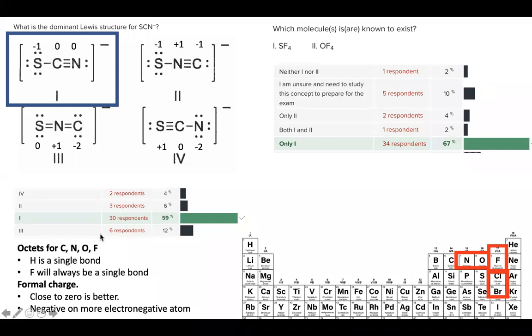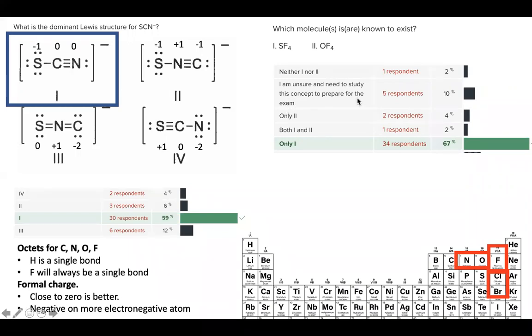So if we're trying to look at our criteria again, we want to be having octets, formal charge. We're first seeing that it's better to have as many as we can close to 0. And then finally, if we have, if you want to say another tie, if we have to somehow have negative charges somewhere within that, I would put it on the more electronegative atom. But out of my group here, I think that's the best choice.